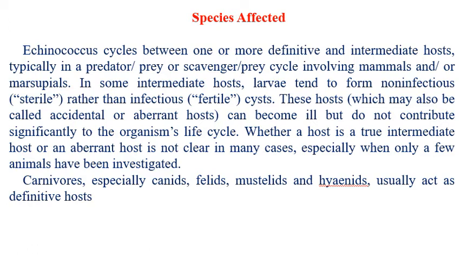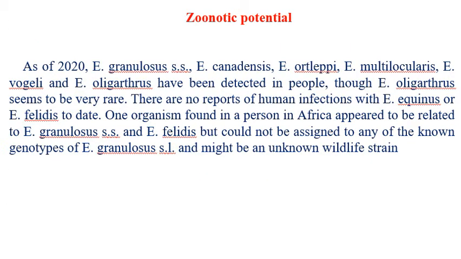Carnivores, especially canids, felids, mustelids, and hyenids, usually act as definitive hosts. Echinococcus cycles between one or more definitive and intermediate hosts, typically in the predator-prey and the scavenger-prey cycle. Echinococcus granulosus sensu stricto, Echinococcus canadensis, Echinococcus ortleppi, Echinococcus multilocularis, Echinococcus vogeli, and Echinococcus oligarthrus have been detected in people, though Echinococcus oligarthrus seems to be very rare.